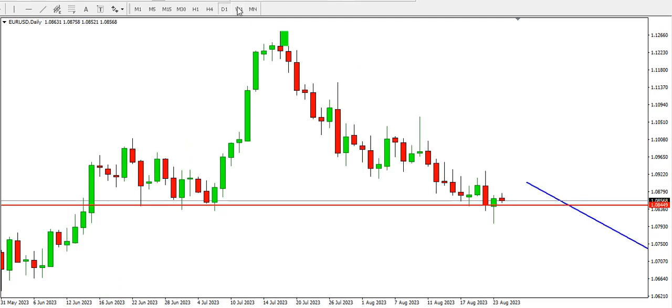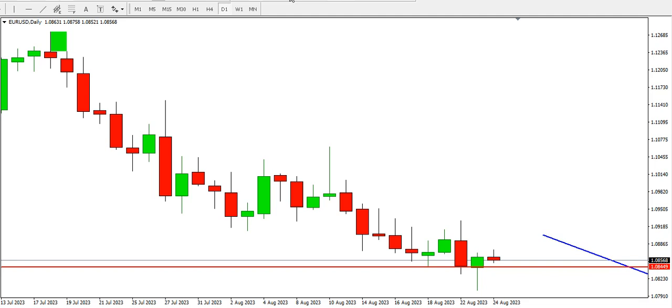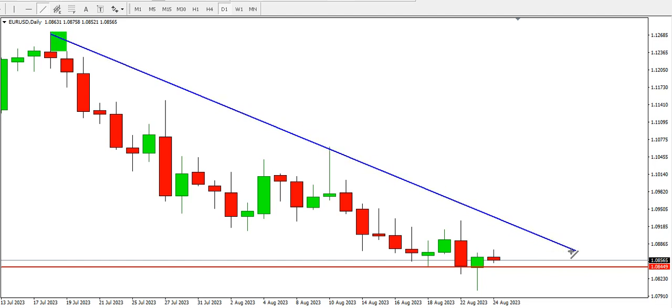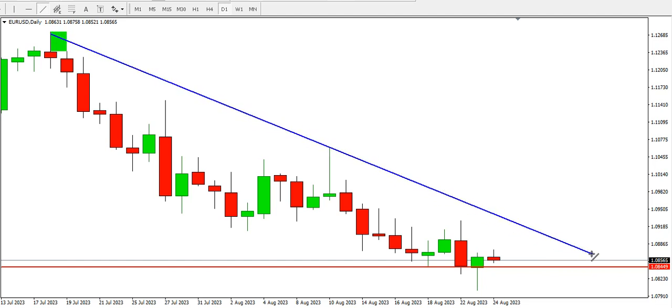On the daily time frame, what do we have? We can see price of Euro USD is trying to drop to the daily pivot. The daily pivot is at 1.08449 level, and Euro USD is trying to drop to test this daily pivot. But mind you, the overall trend on the daily time frame is clearly bearish.